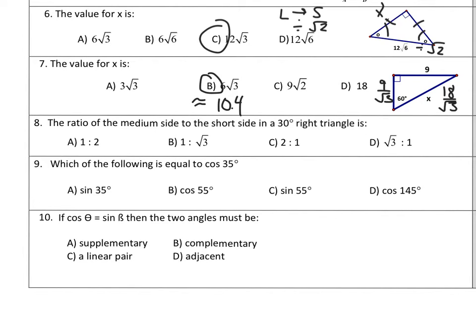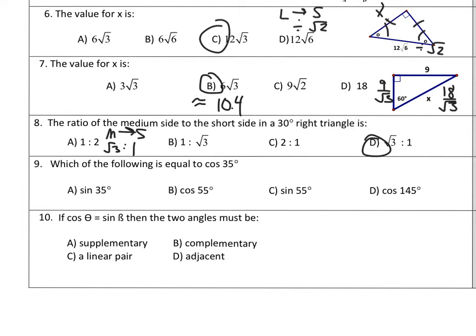The next question says the ratio of the medium side to the short side in a 30-degree right triangle. Okay, so that assumes that it's a 30, 60, 90 degree right triangle. The ratio of medium to short would be radical 3 compared to 1. So our answer is D.